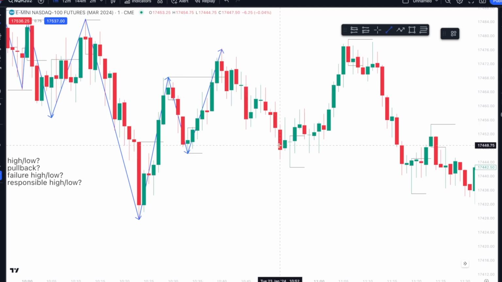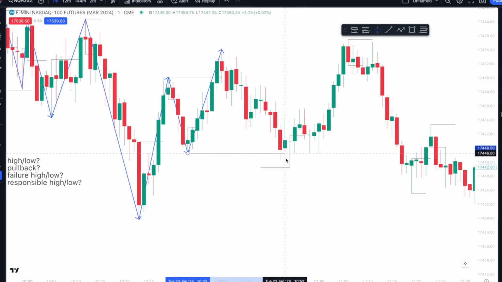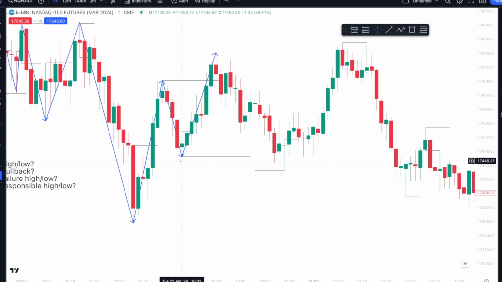We come down, down, down, and look at the low point that we put in. Though it does wick below, it does not close below, and this is what we expect. Why? Because this is a responsible low. This low caused us to go higher. So we're not, 9 times out of 10, expecting it to just now get run through.